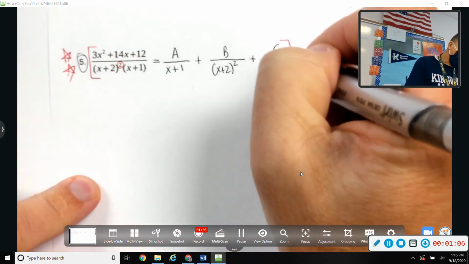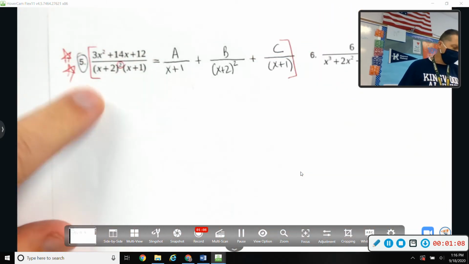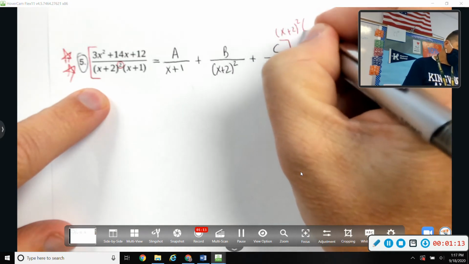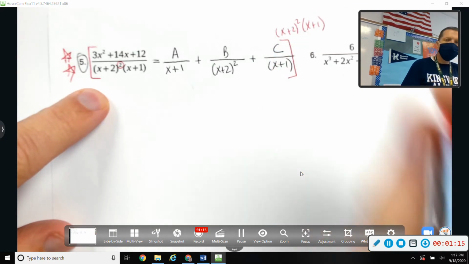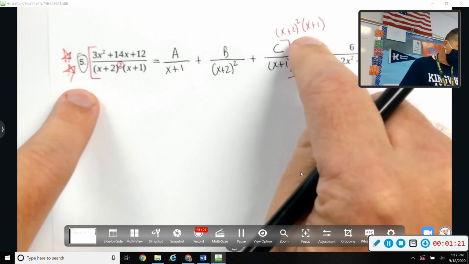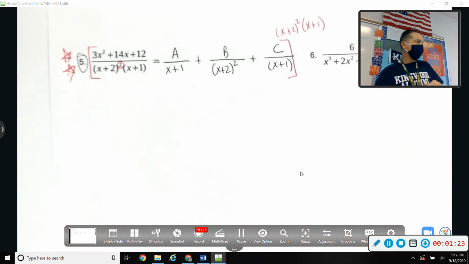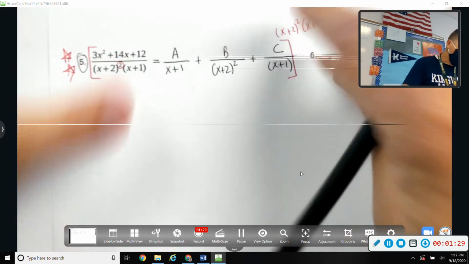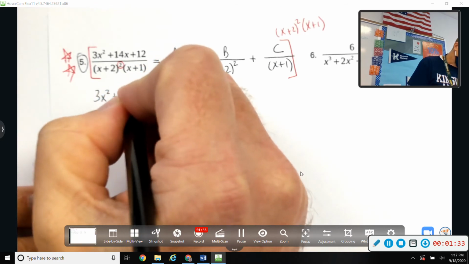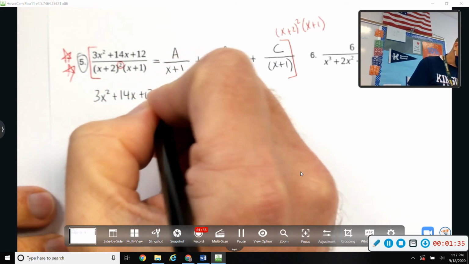Next, we'll multiply everybody by that original denominator, x plus 2 squared and x plus 1. Here's where mistakes are made, so be super careful. Almost nobody misses the left-hand side, because you're multiplying by the denominator of the left-hand side. So the denominator goes away and you're left with 3x squared plus 14x plus 12.